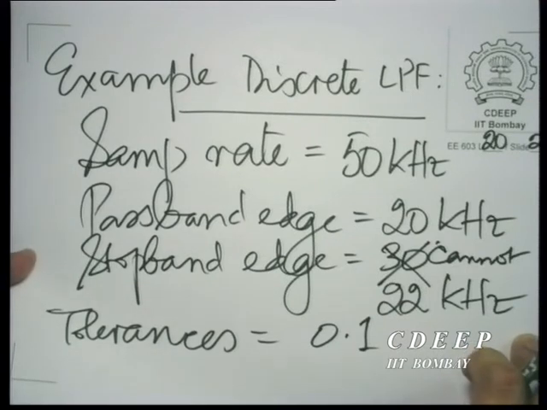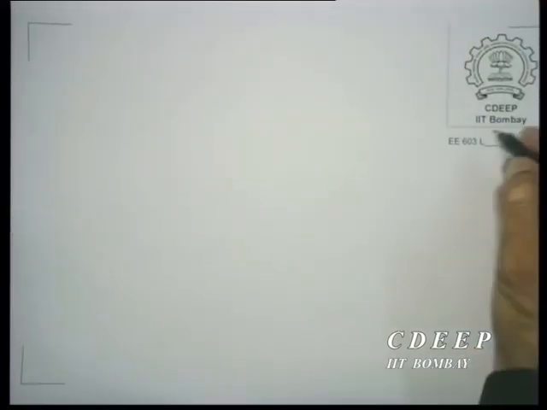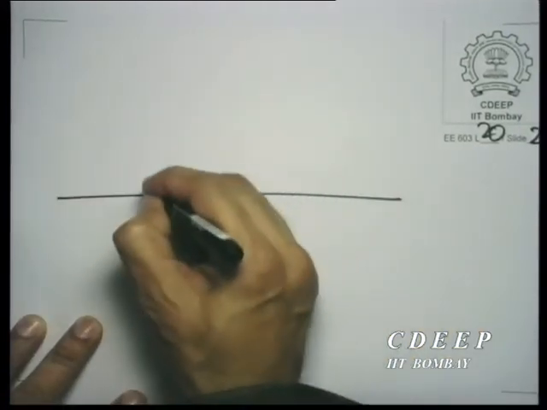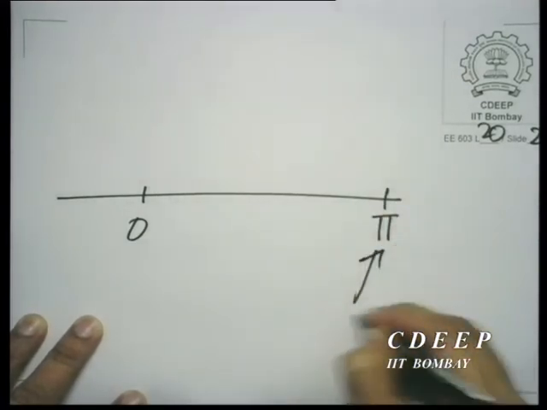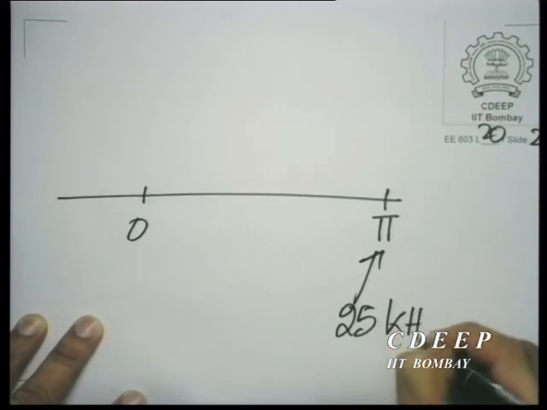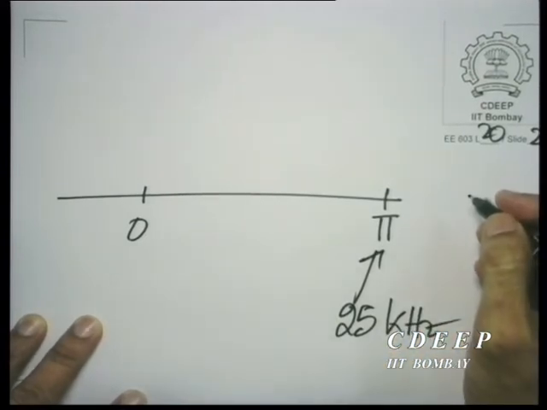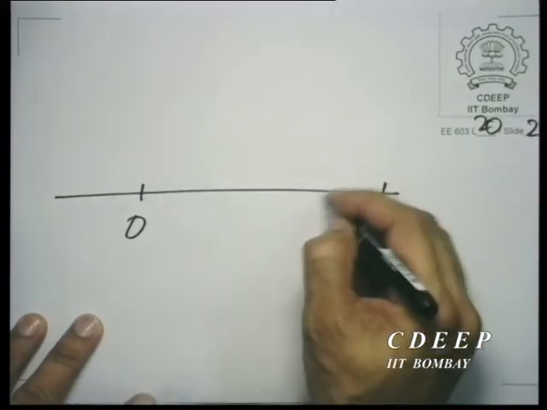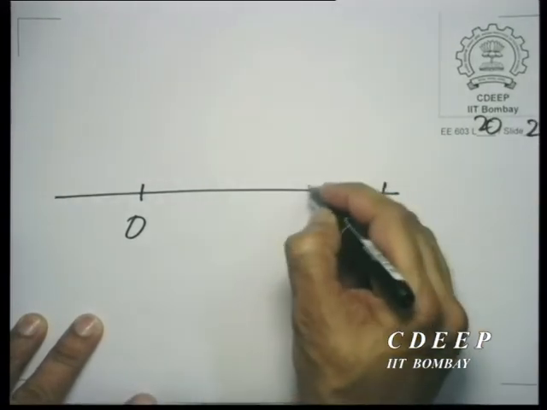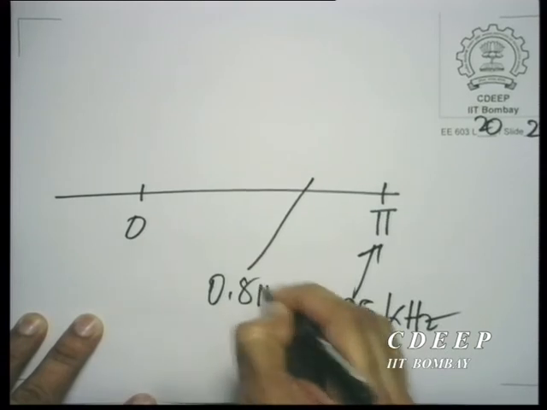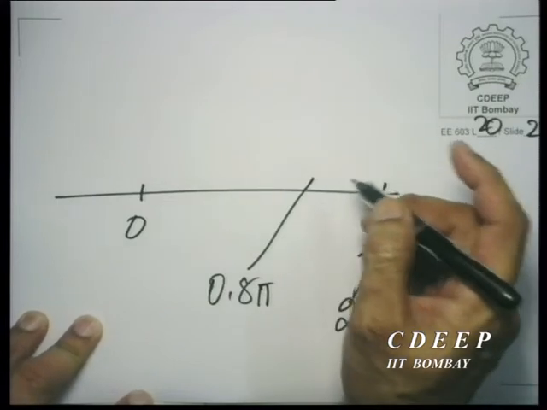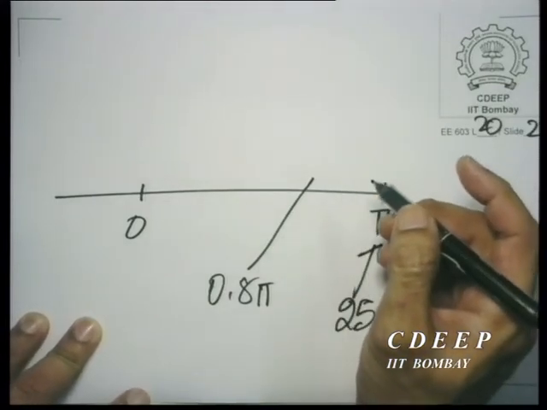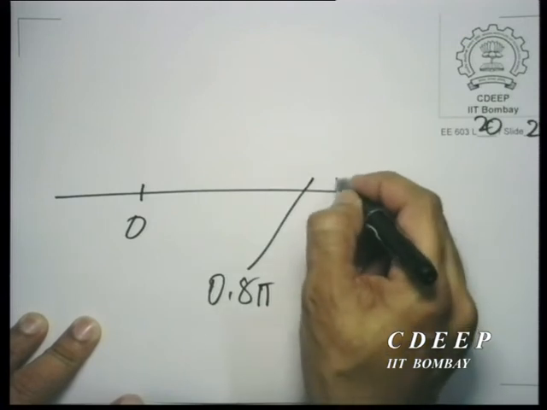So what we are saying in effect is that we want this kind of a frequency response. Of course, I am showing only the positive side. Now you see pi corresponds to 25 kilohertz, since the sampling rate is 50 kilohertz, and therefore 20 kilohertz would essentially be 4 by 5 times pi, or 0.8 times pi. This is the pass band edge. And 22 kilohertz is 22 divided by 25, that is 0.88 pi.